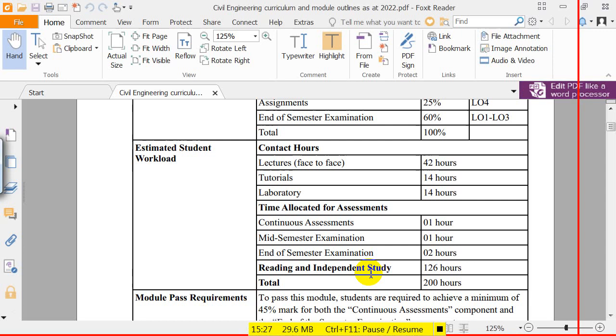So if you are spending say 42 plus 28, how many hours? So it is 70 hours. We expect you to spend about double that on your own, so that you can have a decent learning and achieve a sufficient outcome of this module.